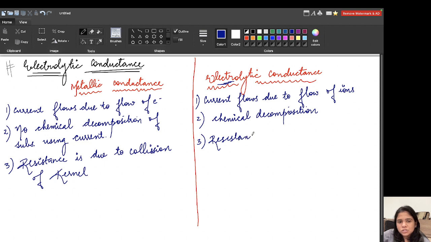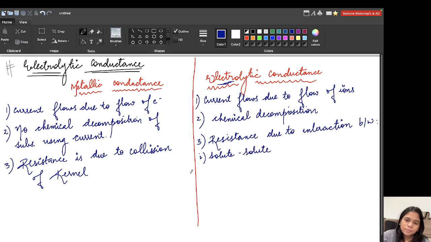Resistance is due to interaction between your solute particles. So there can be solute-solute interactions as well as solute-solvent interaction. What is solvent? Solvent can be water and all. And the third kind of resistance can be because of solvent-solvent interaction.